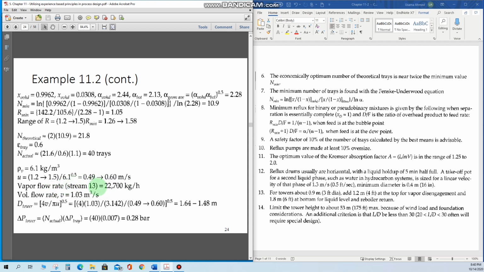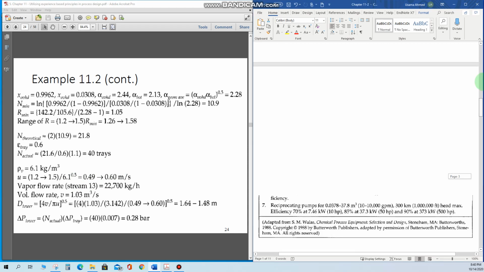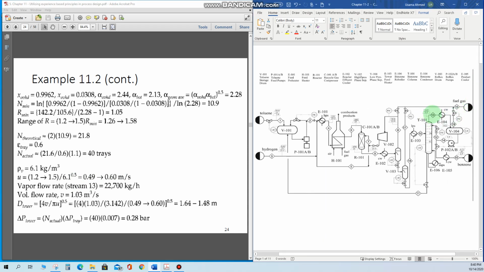Now vapor flow rate in the stream number 13 here, you can go back to the stream number 13, which represents the vapor stream. The flow rate of this one is 22,700 kg per hour. Now you can estimate the value for the volumetric flow rate also from this equation, that comes out to be 1.03. How you can get this one? You are provided with the mass flow rate here, and you know what is the density of the fluid, so you can actually use the simple density equation to get the value for the volumetric flow rate.